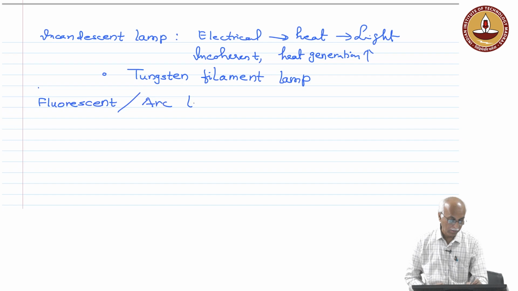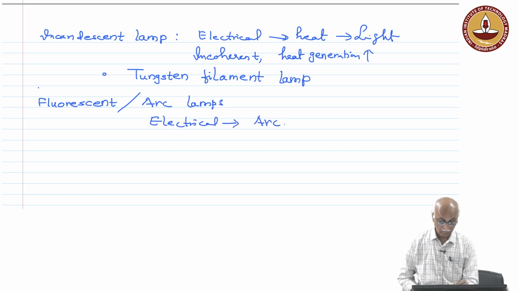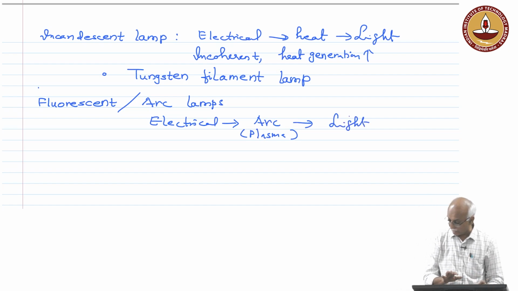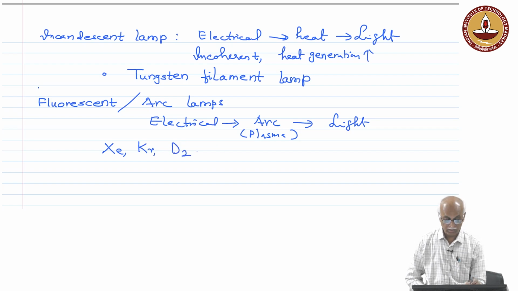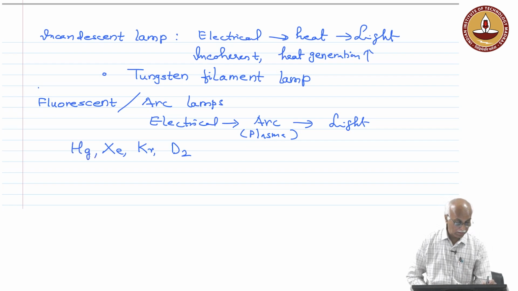The fluorescent lamps and arc lamps are basically electrical input that gets converted into an arc, and which generates, basically, plasma formation, plasma is formed and optical light is observed. There are different types of arc lamps: xenon, krypton, deuterium D2 type arc lamps, etcetera. They have mercury, of course, mercury is also there.